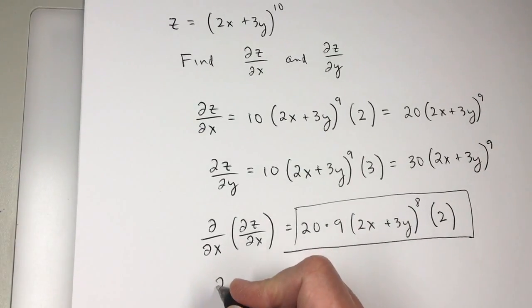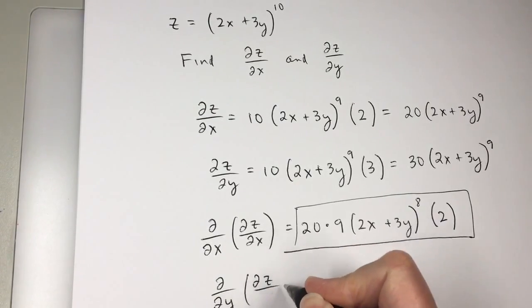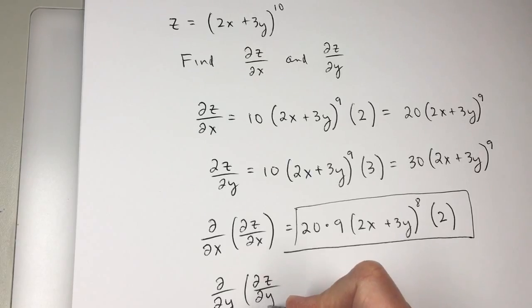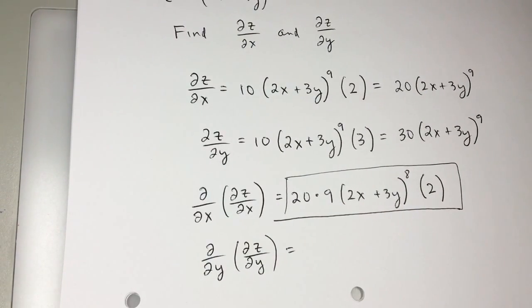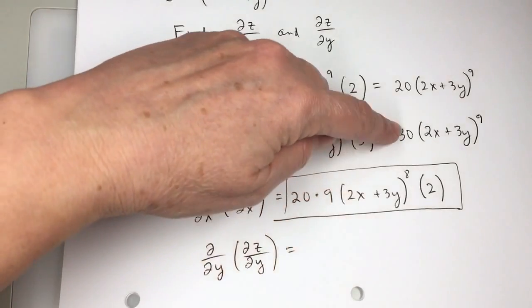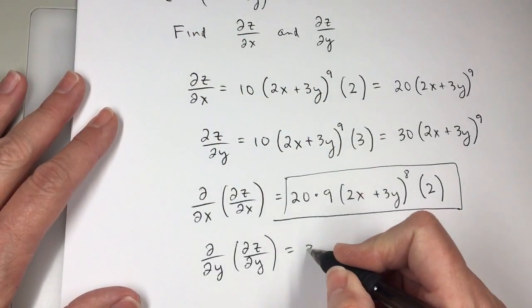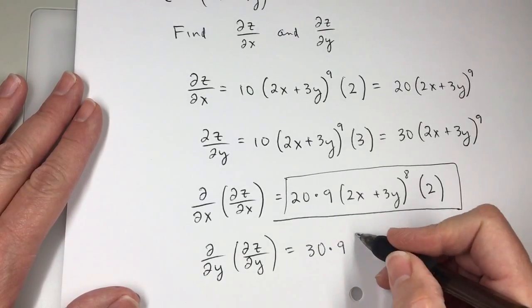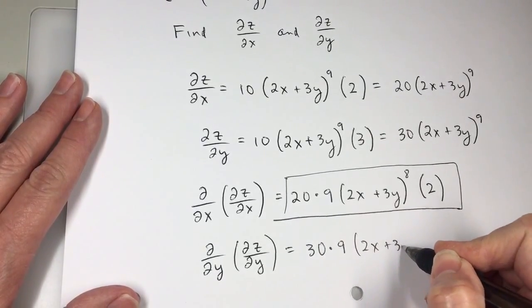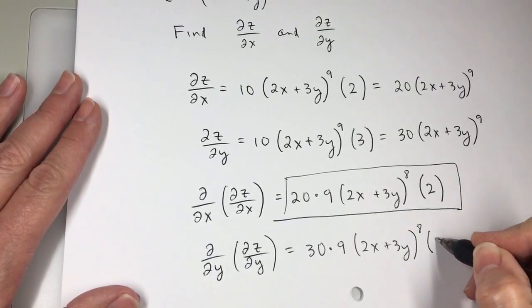How about the second partial, both times with respect to y, the partial with respect to y of the partial with respect to y. This time I'm going to use this answer, and that's going to be 30 times what? 9 times 2x plus 3y to the 8th times 3.